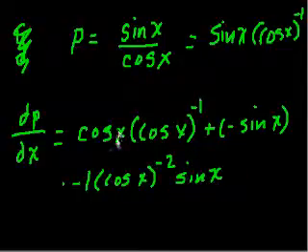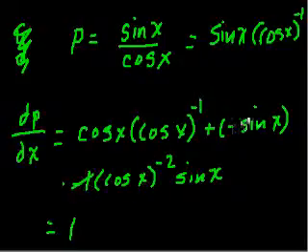So let's simplify that. This is cosine of x divided by cosine of x, right? You see how this cancels out? So this is equal to 1, right? Cosine of x divided by cosine of x is 1. And then this minus sign cancels out with this minus sign. And here we have sine times sine over cosine squared, right?